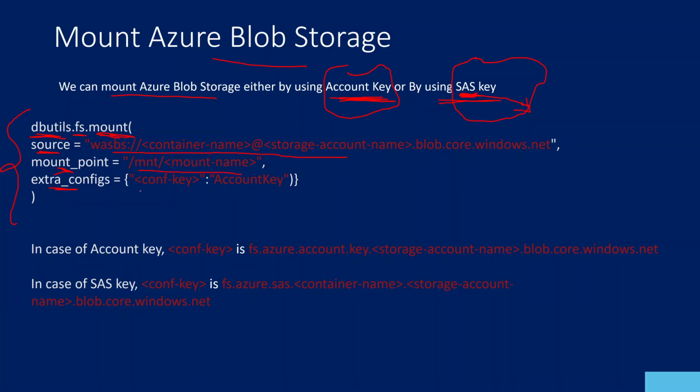Then give a name for the mount point you are creating. For the extra configurations, you need to use a dictionary as the value. In the dictionary, the config key is the key name, and here you need to supply the key. For example, if you want to use the account key as the authentication mechanism, in the config key you should use this kind of key. If you want to use a SAS token, then in place of this config key you should use this other kind of key in the dictionary. Let me practically show you so that you will make sense of it.